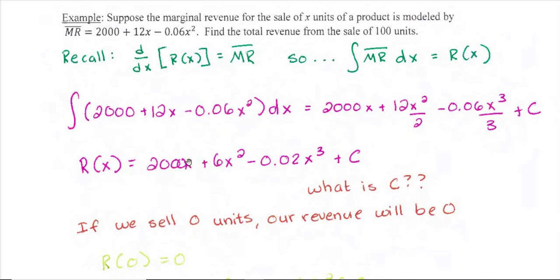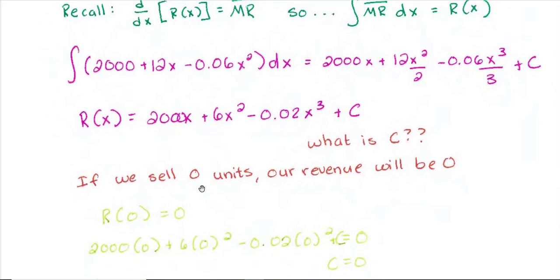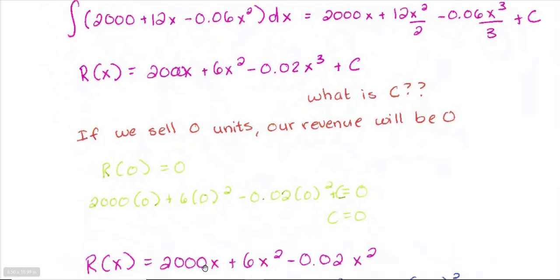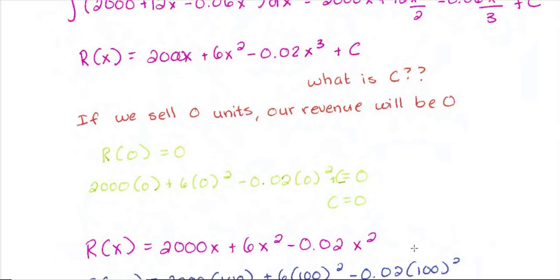So if I plug 0 in for x here, here, and here, that would give me 0. So 2,000 times 0 plus 6 times 0 squared minus 0.02 times 0 cubed plus c will give me 0. Well, that goes away, goes away, goes away, so I'm left with c equals 0. So my actual revenue function will be 2000x plus 6x squared minus 0.02x cubed. c is 0, and I don't need to add that plus 0.